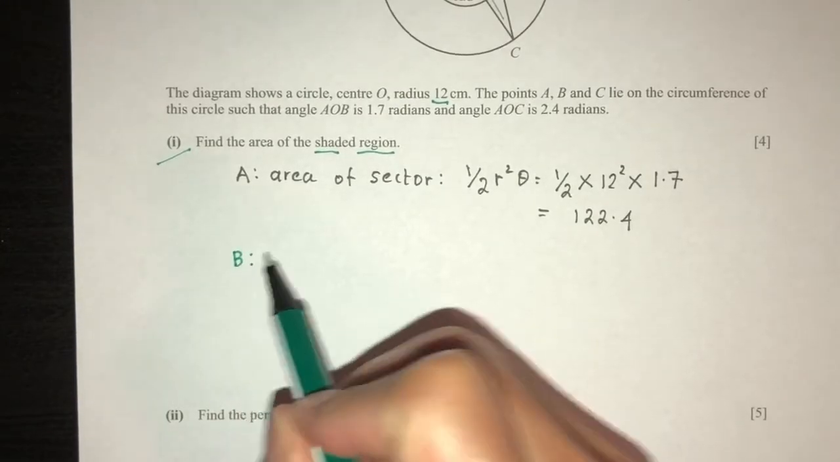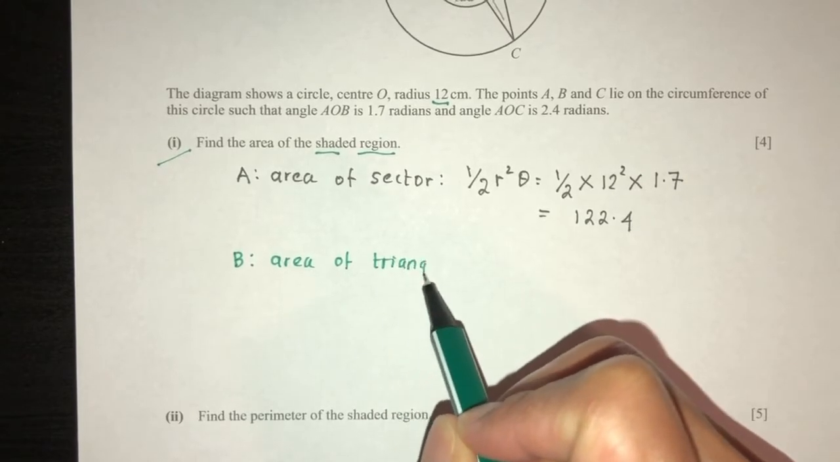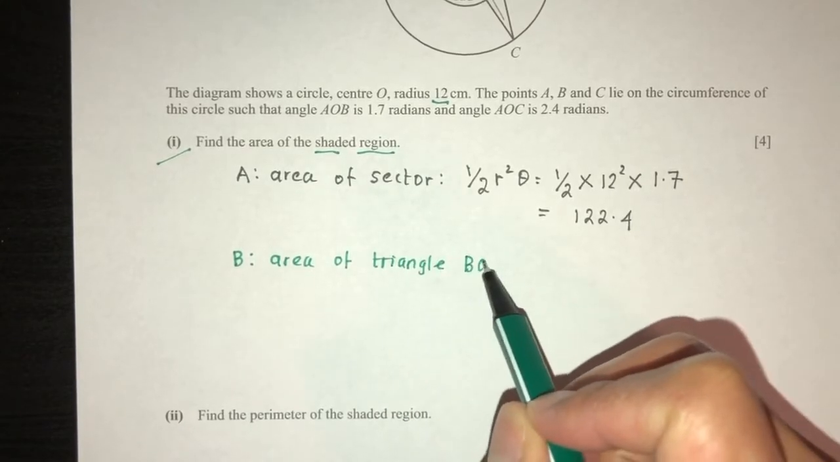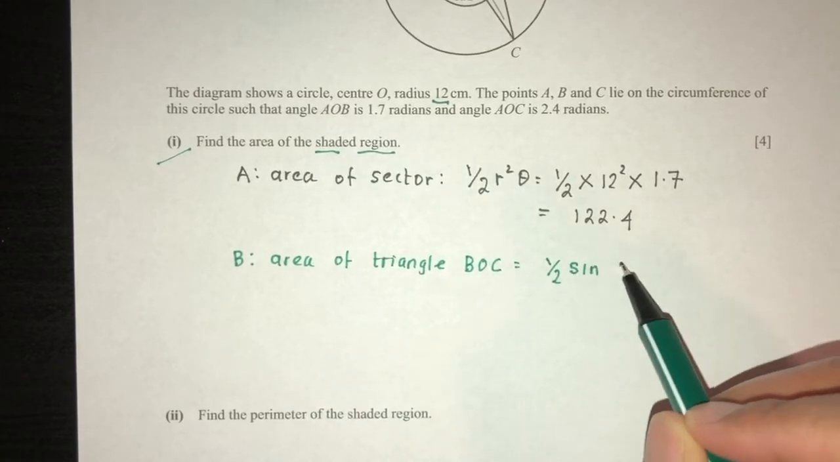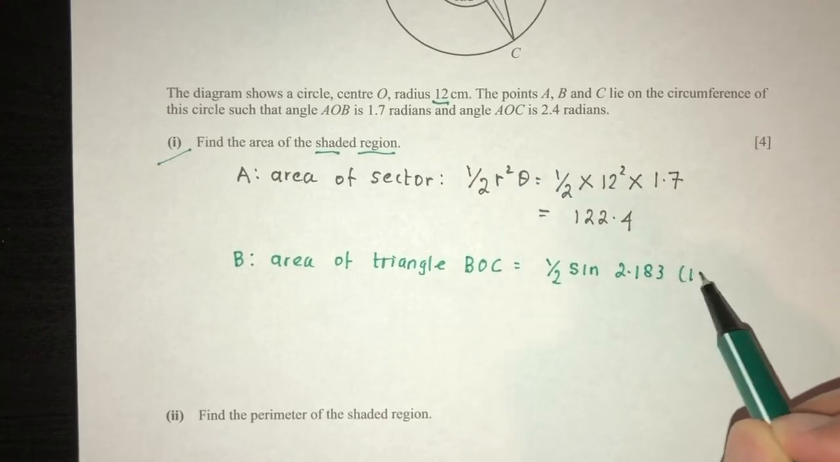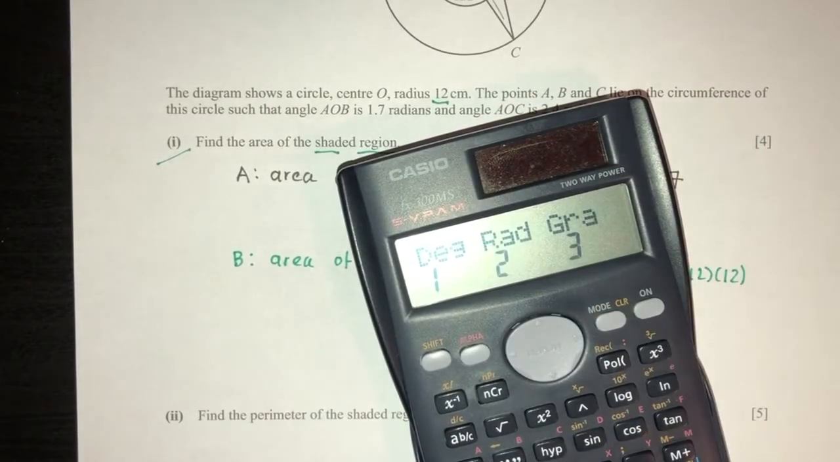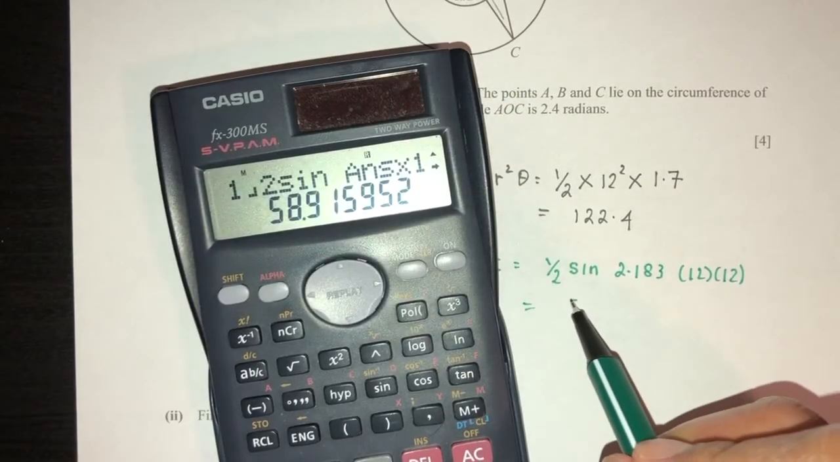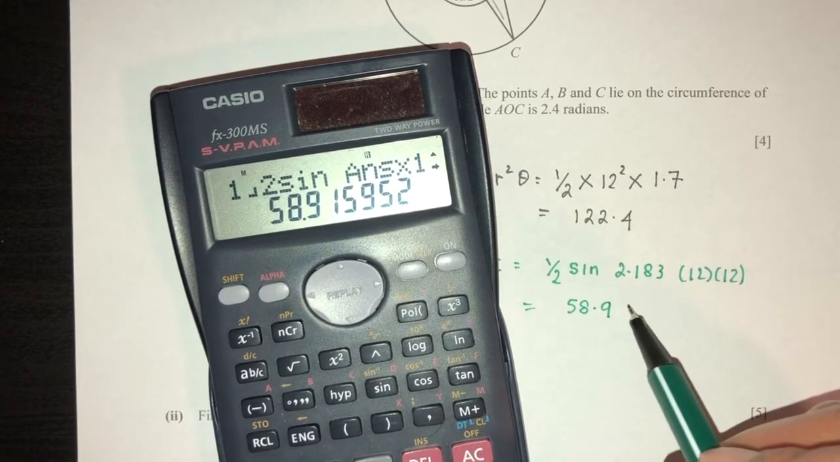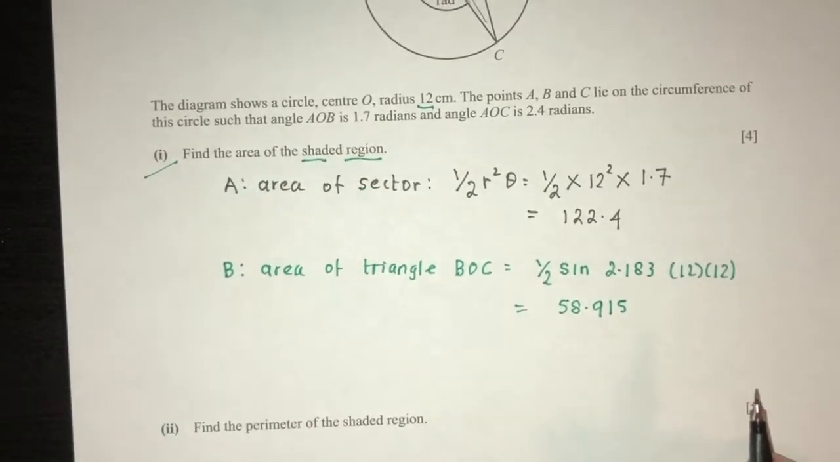So now let's write down the area of B. B is the area of a triangle, right? The triangle BOC. Using your formula again, half sine of the angle, which is 2.183, times 12 times 12. Let's see what we have. Here we have to use radians. So half sine of the angle times 12 times 12, that should be 58.915.